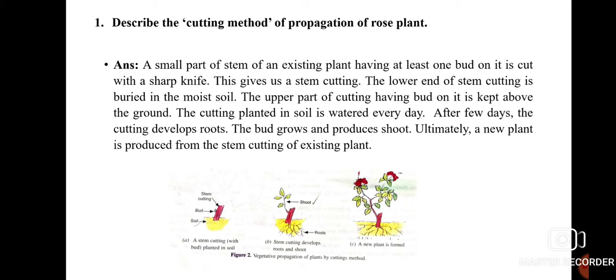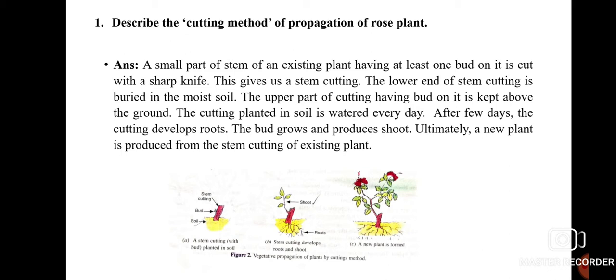Now, the bud is a vegetative part. The stem is also a vegetative part, but for this cutting method of propagation you need at least one intact bud so that a new plant can grow. So with a sharp knife you cut the stem of an existing plant having at least one bud, and make sure that when you cut it, the bud remains unaffected.